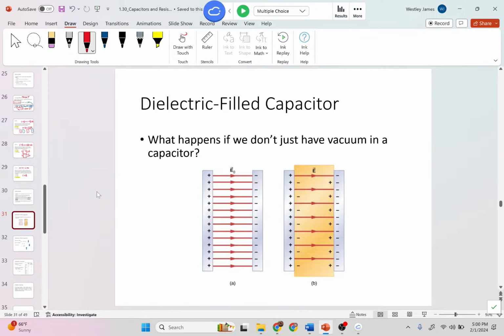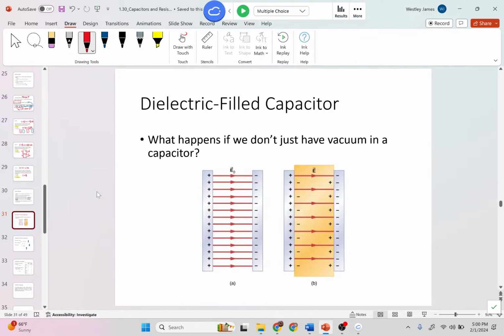So we've been playing around with this capacitor equation. We said we could change the area. We said we can change the distance. There's one last thing we can change. We can put something between the plates. We call this a dielectric. So everything we've done up to this point had literally nothing, a vacuum, between them.